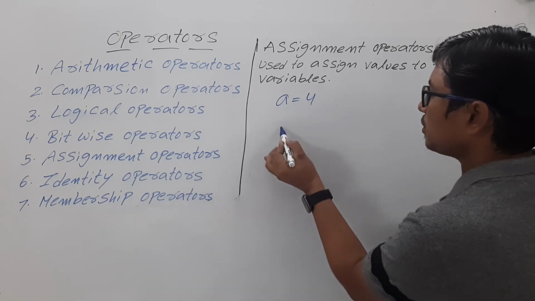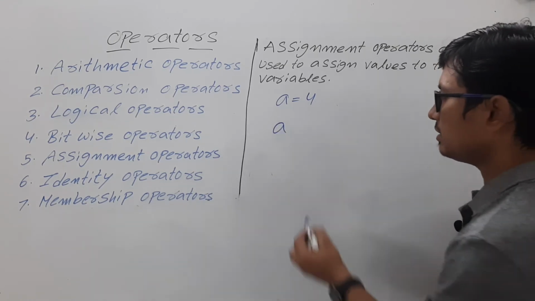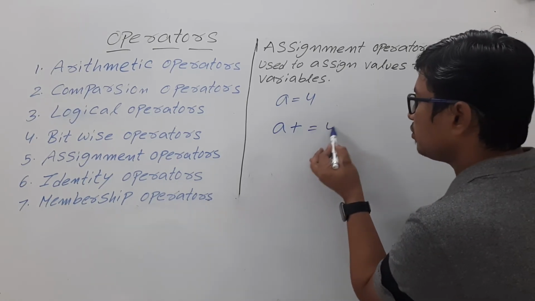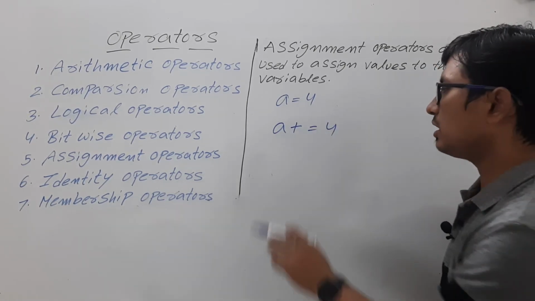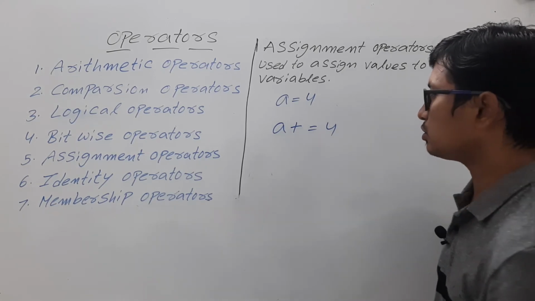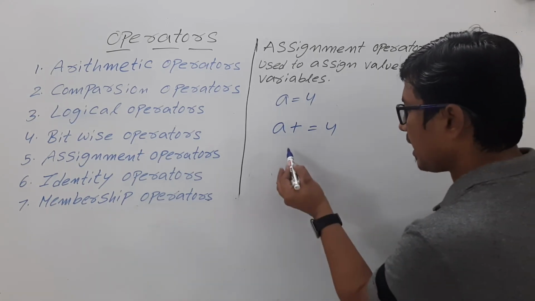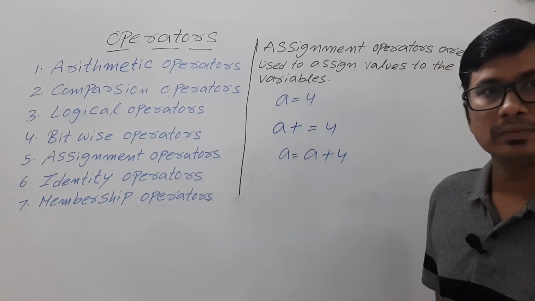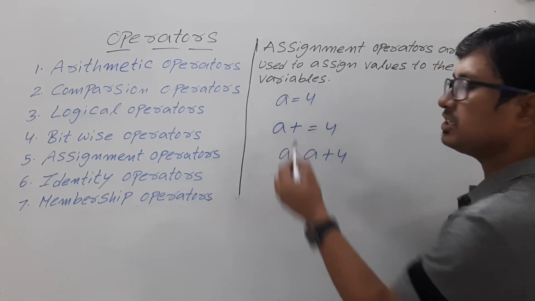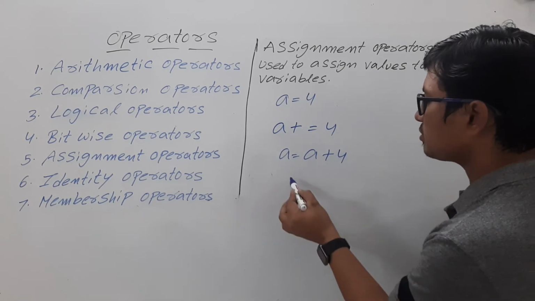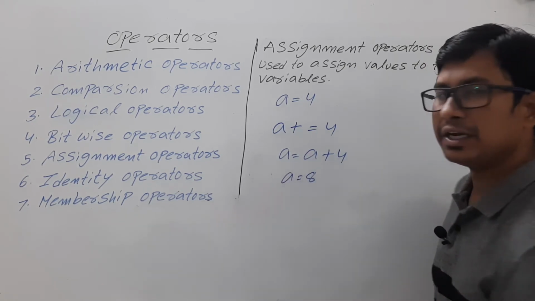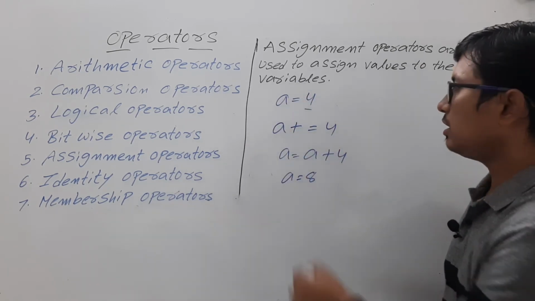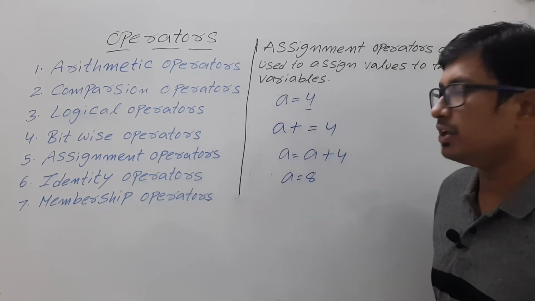Similarly, let's take an assignment operator like this: a plus is equal to 4. This one we can even call a shorthand operator. This will be represented as a is equal to a plus 4. If the value of a was initially 4, then 4 plus 4, the value of a will be updated to 8. So we are assigning a value to the variable.